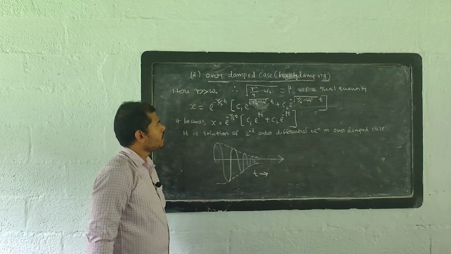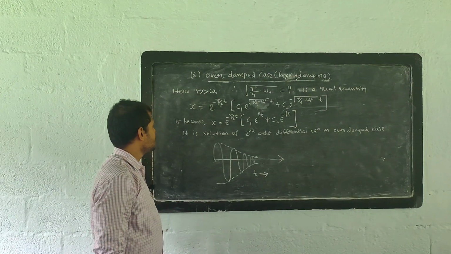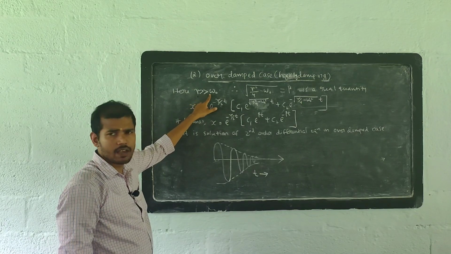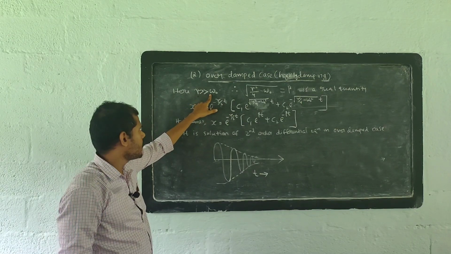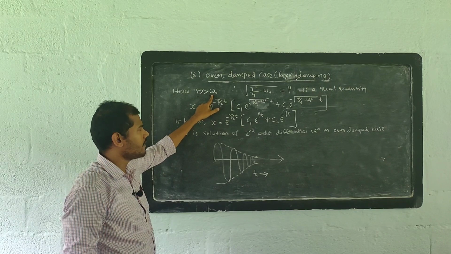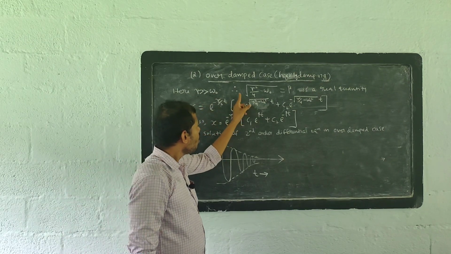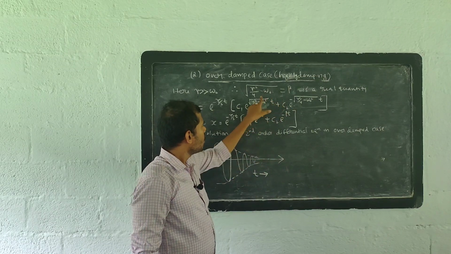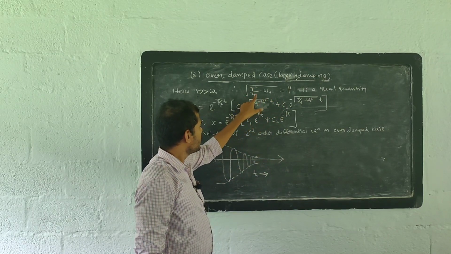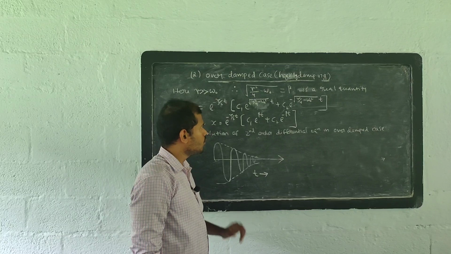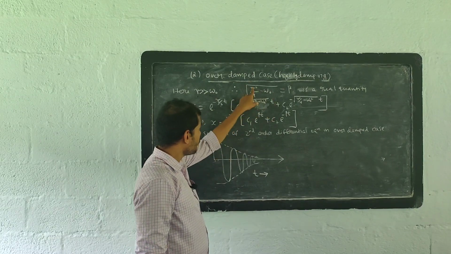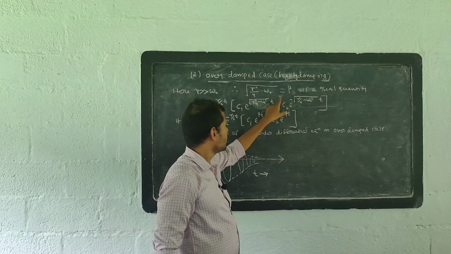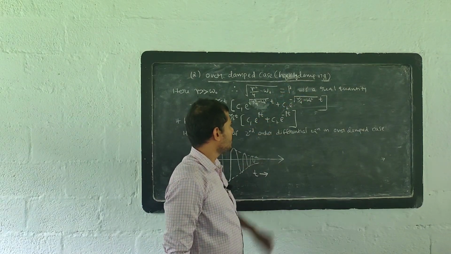Next case is the overdamped case or heavily damping case. Here damping is very high, therefore the damping constant gamma is very much greater than the natural frequency omega 0. So square root of gamma square by 4 minus omega 0 square will be a positive quantity here. Therefore it is a real number. Okay, let beta be that real number.